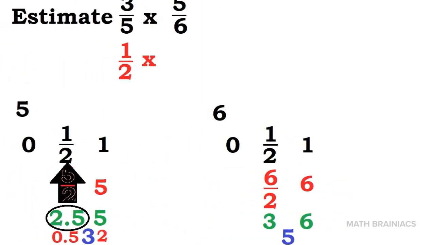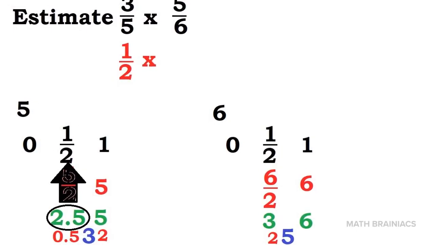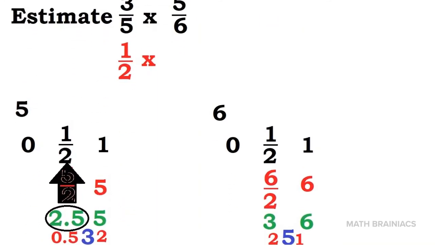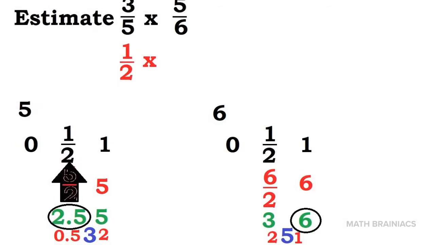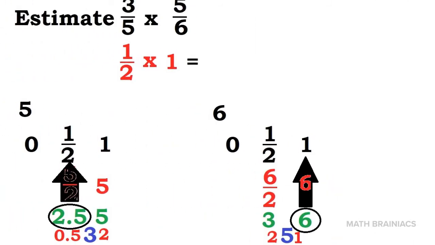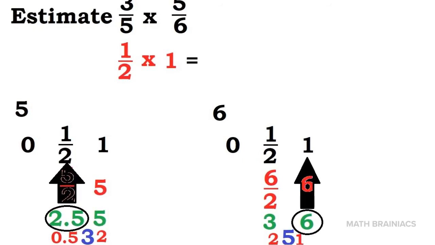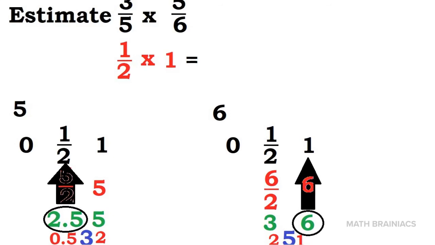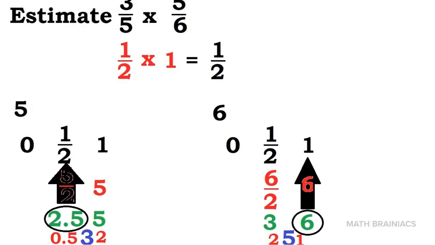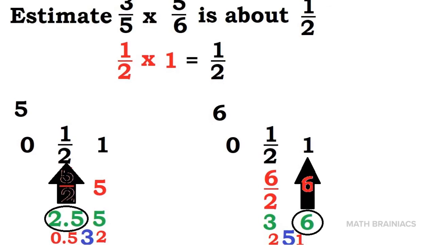Then, we are going to locate the numerator 5, which is between 3 and 6. The difference between 3 and 5 is 2, while the difference between 5 and 6 is 1. Accordingly, 5 is closer to 6. Therefore, we are going to consider the 6, which is equal to 1. Consequently, the estimate of 3 over 5 times 5 over 6 is equal to 1 half times 1, which will give us 1 half. Accordingly, the estimate of 3 over 5 times 5 over 6 is about 1 half.